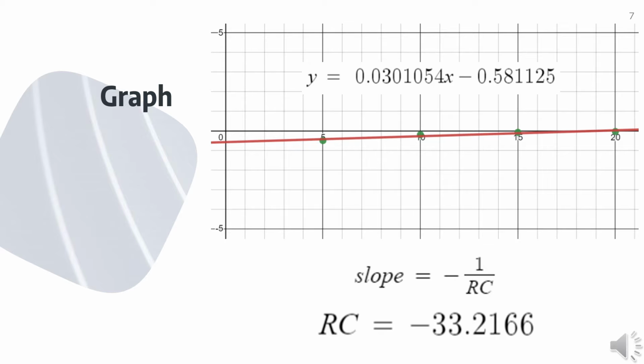-33.2166. We were asked whether this computed value agreed with the RC value of the circuit, and for my plot, it doesn't quite. The error is likely due to human error, since my reaction time between stopping the simulation and the stopwatch at the same time is way off.